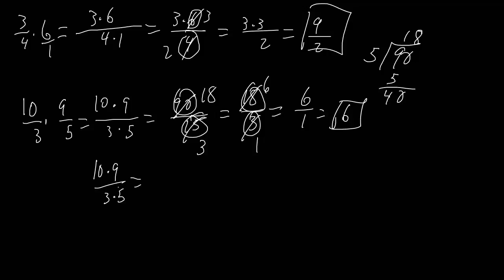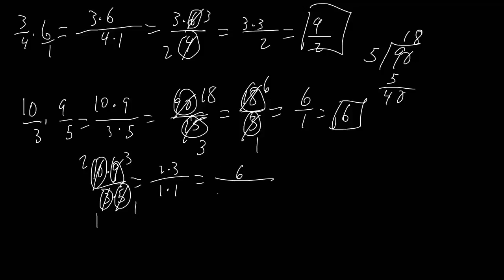Okay, so let's do the reducing before we do the multiplication. Well, we know that 9 is a multiple of 3, so 3 will go into 3 one time, and 3 will go into 9 3 times. Well, now 5 will go into 5 one time, and 5 will go into 10 two times. So we're left with 2 times 3 and 1 times 1. Well, what's 2 times 3? That's 6. And 1 times 1 is 1. So we're left with the exact same answer we had up here.